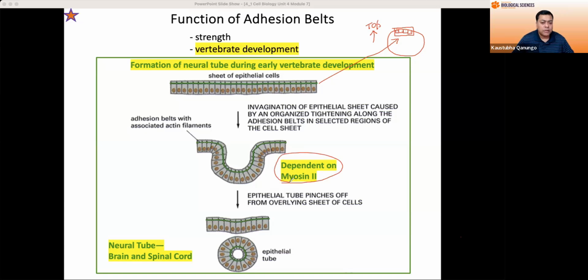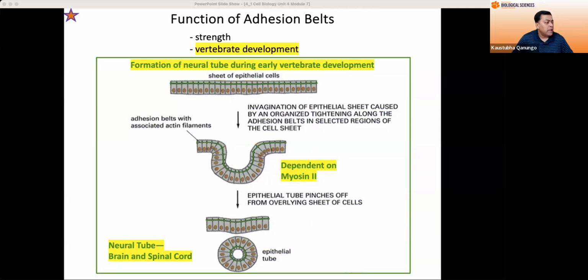Remember that that's the motor protein. And right here is the region where the tightening happens, and the asymmetric shape of the cell basically invaginates this part. And eventually this whole thing will come off the ectoderm. And here you have a separate epithelial tube, which we call the neural tube, the future brain.